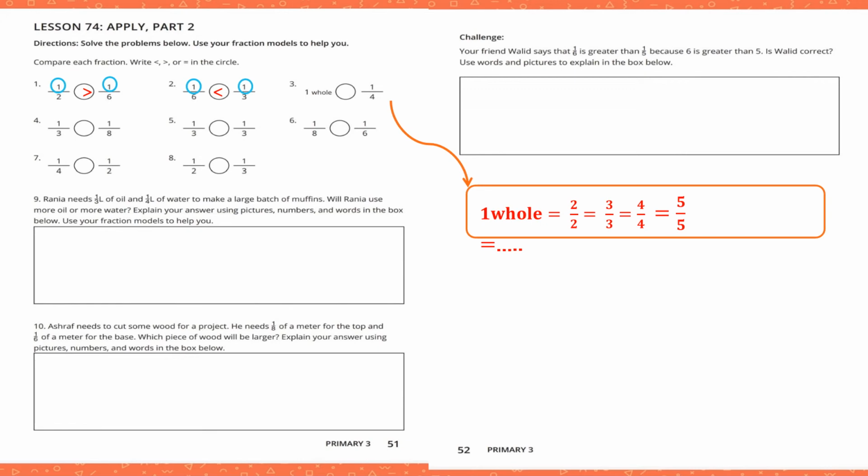Also here we have one whole. If you eat one whole pizza, it's bigger, or if you eat a quarter pizza? Sure, one whole is bigger. And we said before, one whole equals 2/2 or 3/3 or 4/4 or 5/5. So is 4/4 bigger or a quarter? 4/4.